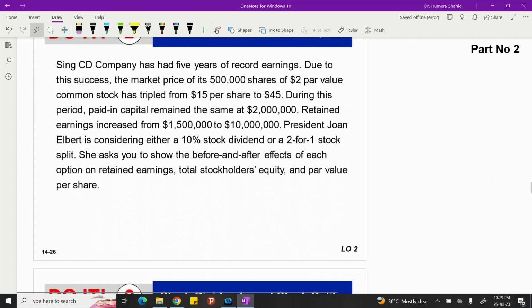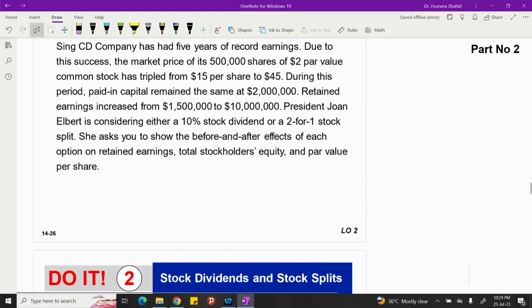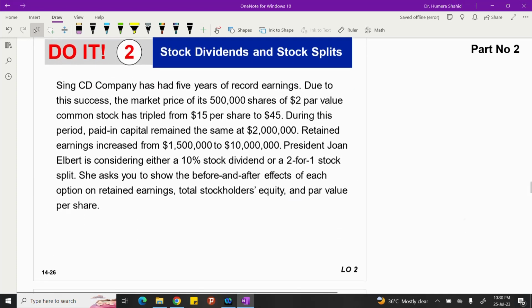Let's move on towards one of the do-it exercises. Sync CD Company had 5 years of records of earnings, meaning for 5 years they are doing very good earnings. Due to this success, the market price of its 500,000 shares of $2 par value common stock has tripled from 15 to 45. So what is happening?